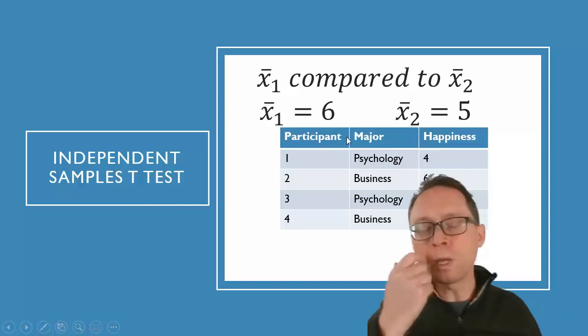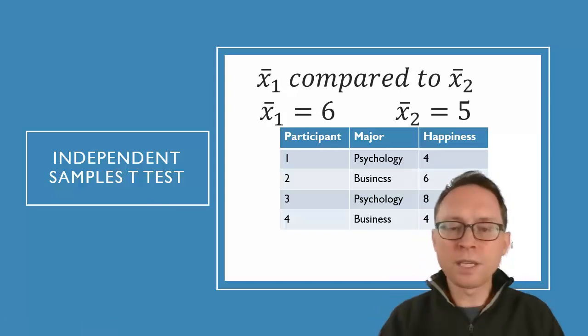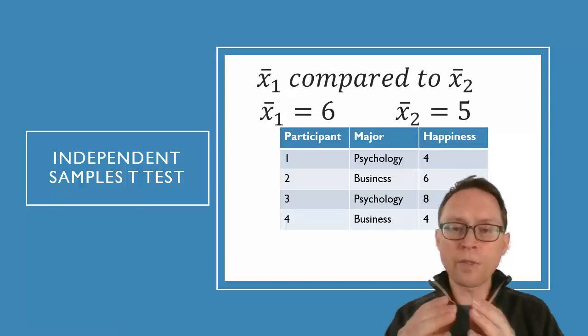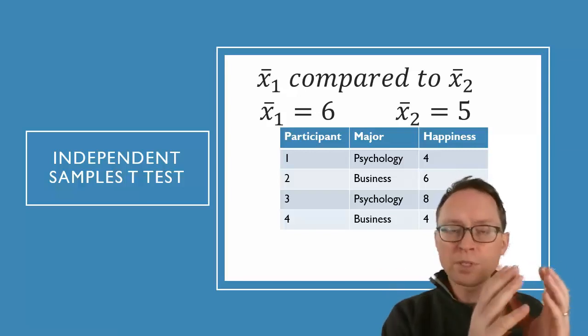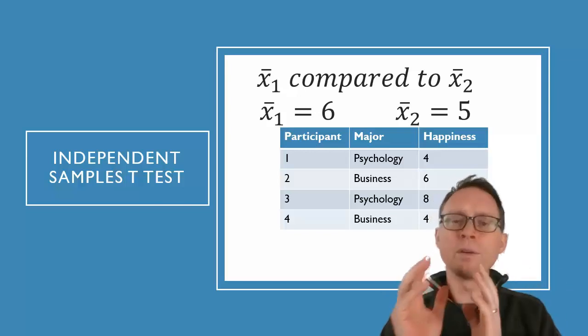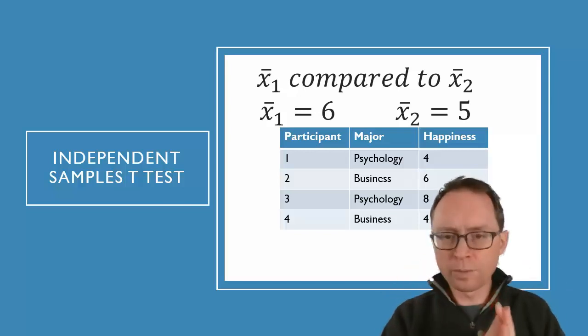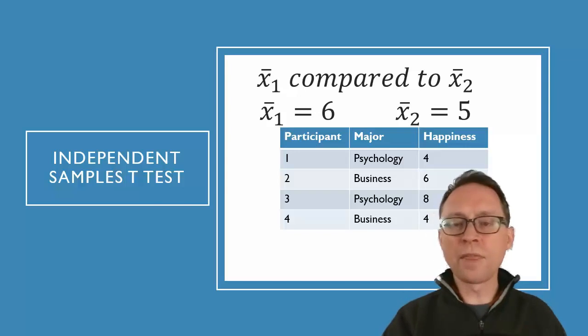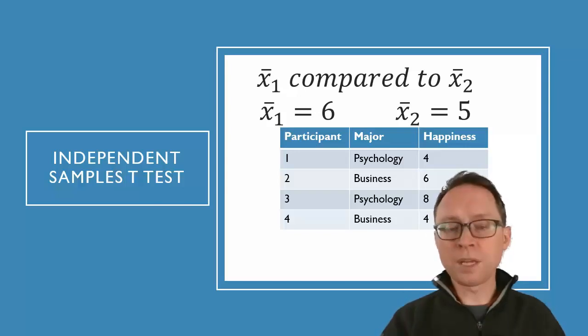And what I'm really trying to do in an independent samples t-test is I'm trying to see, is there a significant difference between one group and the other? So I look for X bar sub 1 compared to X bar sub 2. That is, the mean of one group compared to the mean of the second group. When we do that, then we can figure out T.